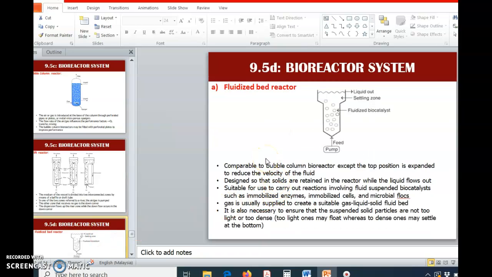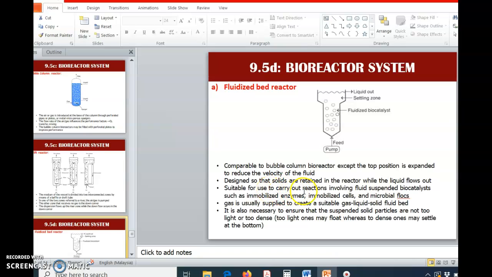Okay, fluidized bed reactors are actually comparable to bubble column bioreactors, except the top portion is expanded to reduce the velocity of the fluid. So you still pump some of the gas, I guess, but the design here is different. The fluid is slower, so the solids are retained in the reactor while the liquid flows out.